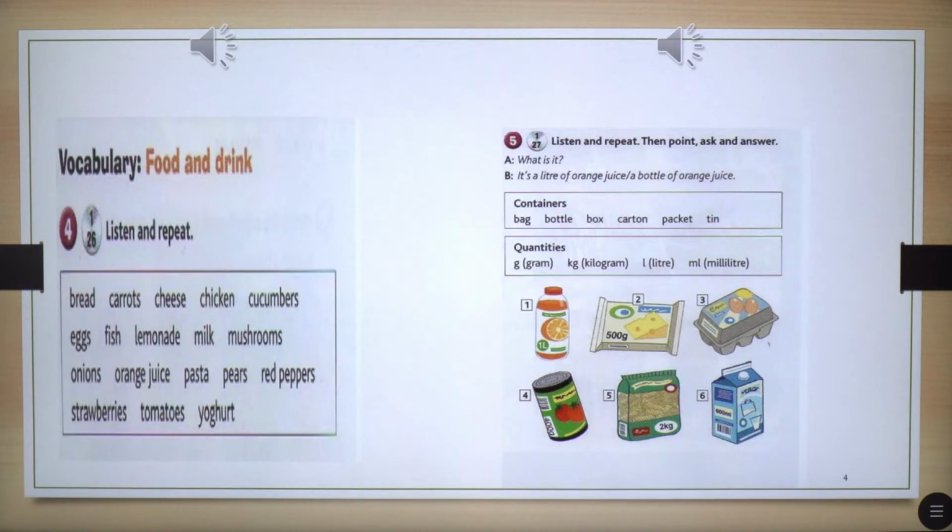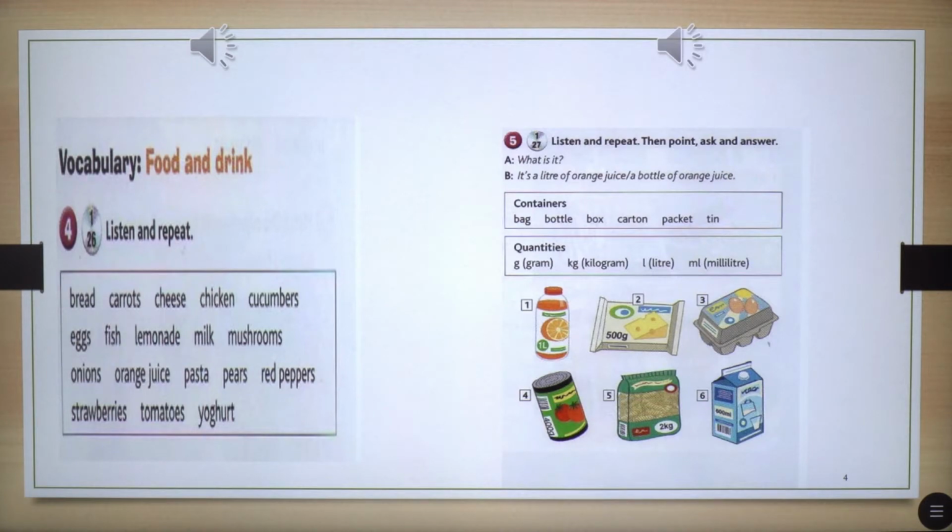So look at the pictures and try to identify which container the food and drink is in, and also how much it contains. So, the first one, what do you think? What kind of container is that? We usually keep juices, water in them. So, it's a bottle. It's a bottle, that's right. So, how much juice is in it? It's 1 liter.